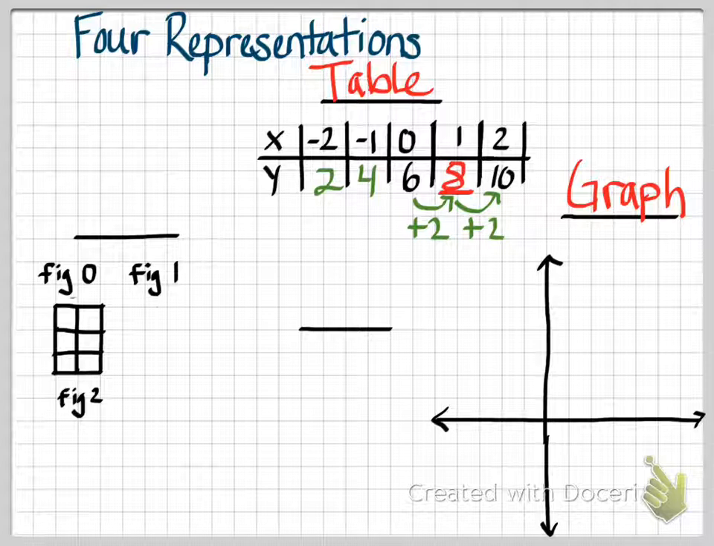The next representation is graph. With the graph, I'm going to start by setting it up. I'm going to graph the table that I have. So the graph should also represent what we see in the table. And in the graph, I notice that with the table, I have the y values going all the way up to 10. So I'm going to set my axis going up by going by 2's so that I can fit all the way up to 10. I also notice that the x values only go from -2 to 2. So I'm just going to go by 1's along that axis.